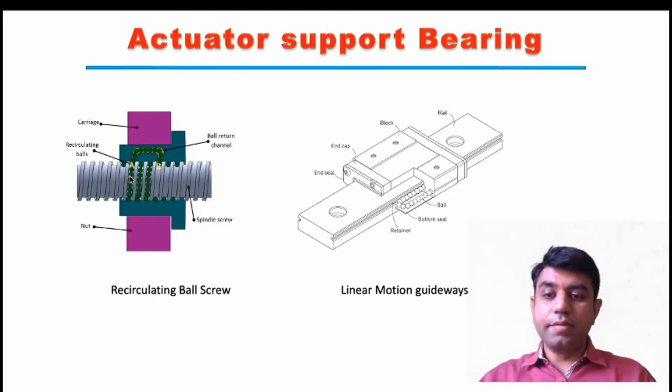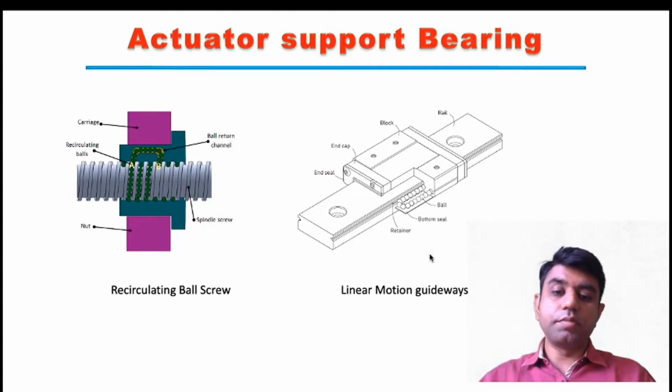So we are having that recirculating ball screws in between, which will be recirculated along the surface of the shaft, and it will be easily sliding on the particular surface, right? So the carriage can slide easily on this particular shaft with the help of this kind of recirculating ball screws. The concept is very much similar to that of a ball bearing, right?